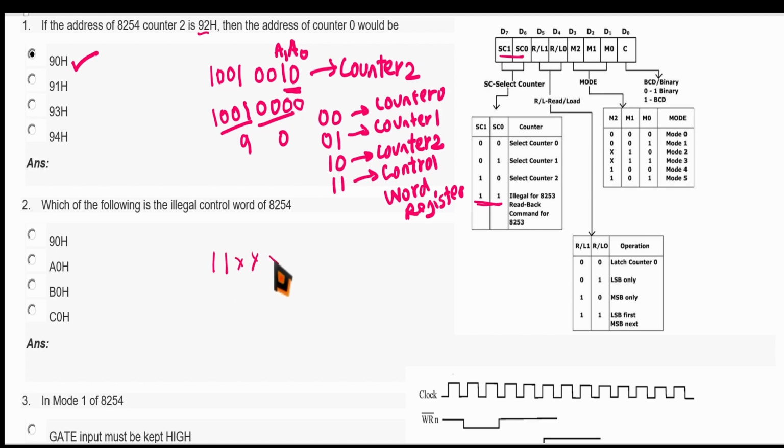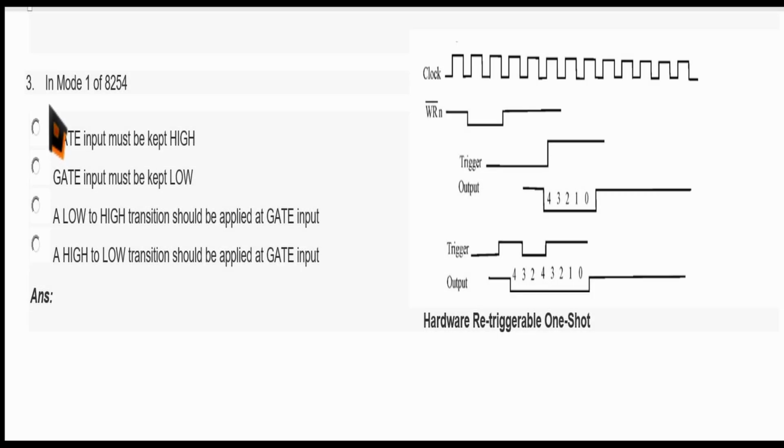Remaining things we need not worry about. It may be either 0 or 1. If you put 1, 1 here, then 0, all zeros, then it will be C0. So the correct answer is C0. Let us see the next question.